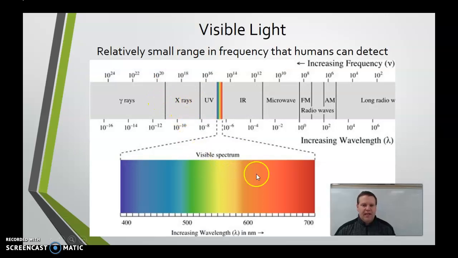Then we have our visible light in this spectrum right here. It goes from about 400 nanometers up to 700 nanometers, which in meters would be 4 times 10 to the negative 7th up to 7 times 10 to the negative 7th meters. So what we can see is just a very, very small range in here, along with the radio waves, microwaves, and infrared waves.